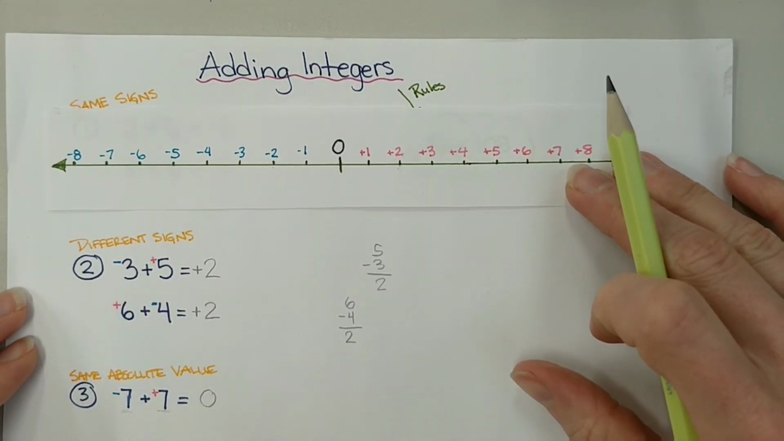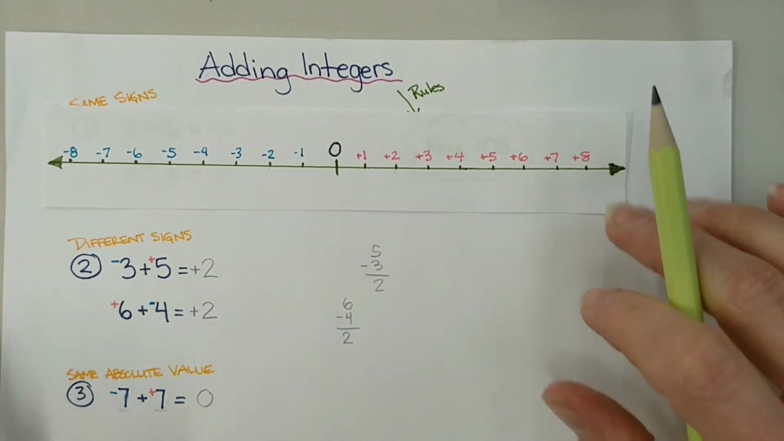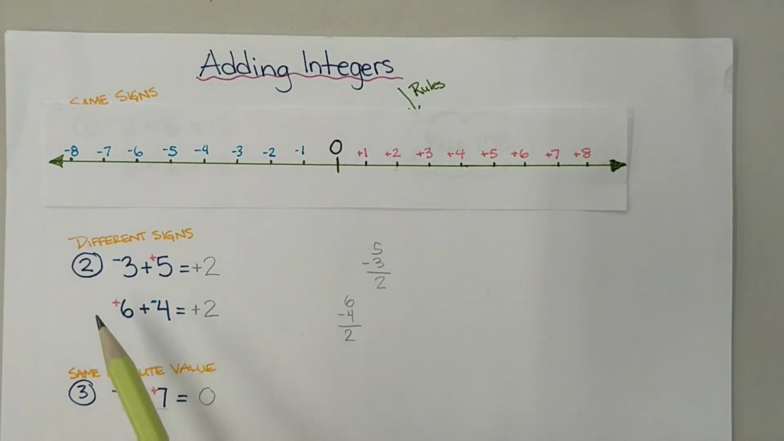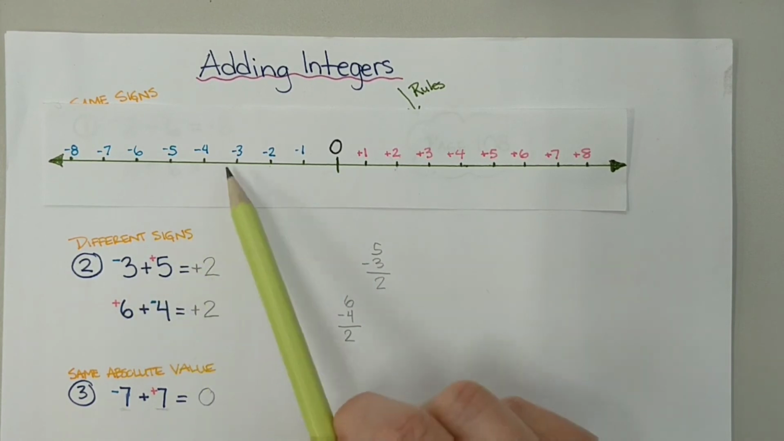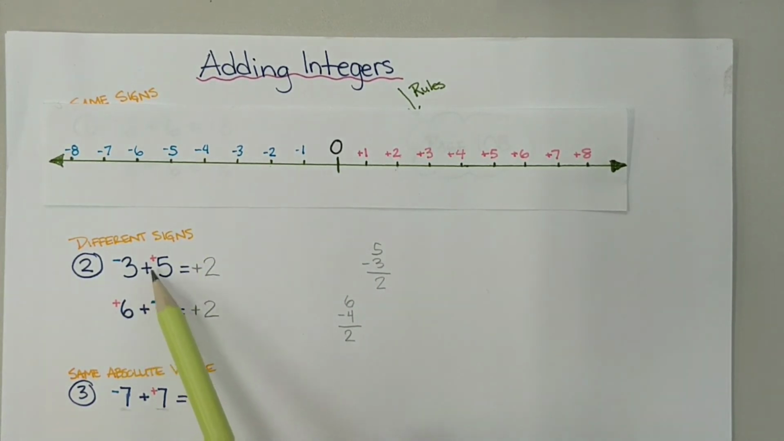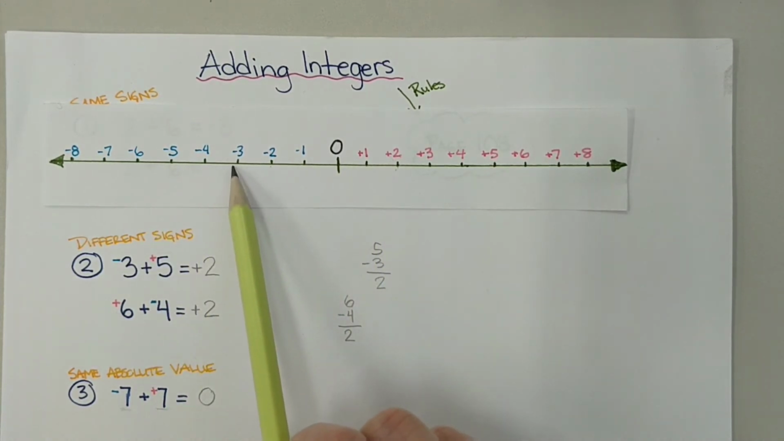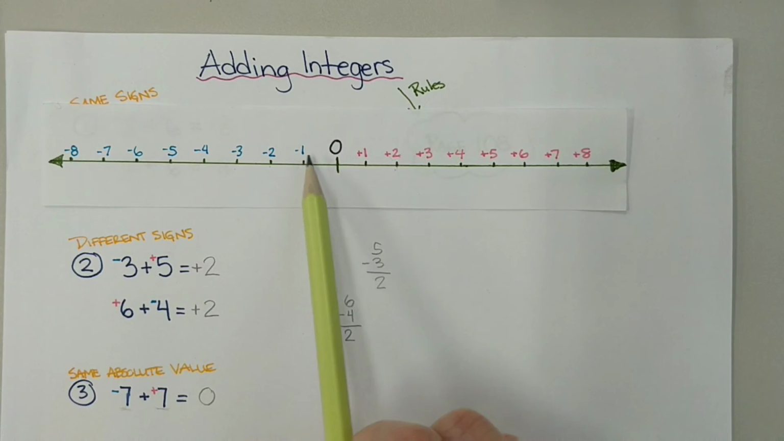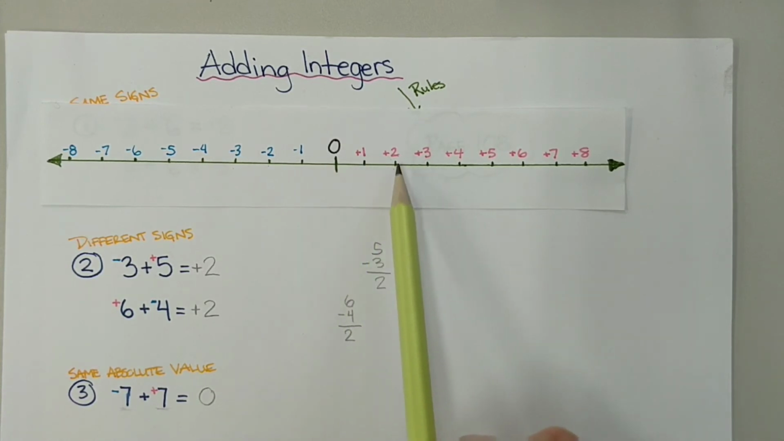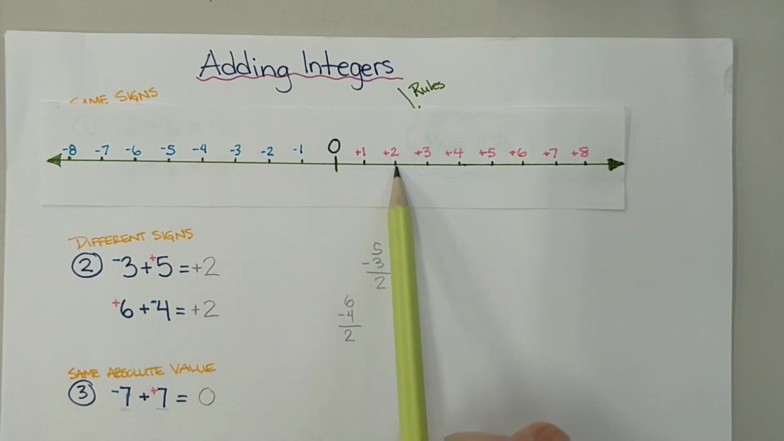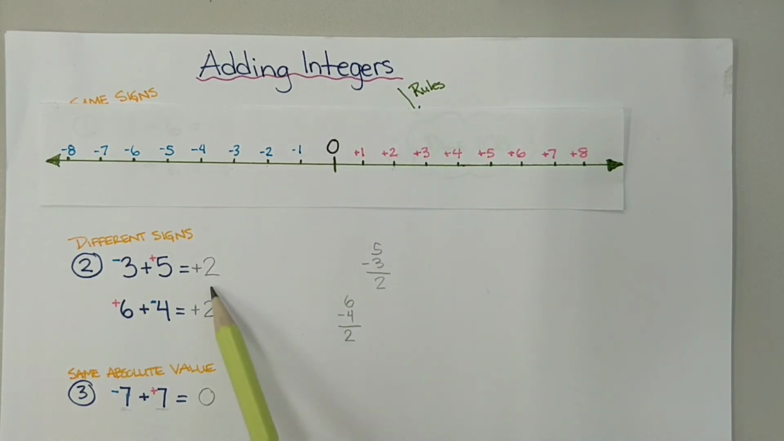Now, if we look at our second case, when we have different signs. We start at negative 3. That tells us where to start on our number line. We're adding positive 5, so we're going to be moving in the warmer direction. We're starting at negative 3, going 1, 2, 3, 4, 5. We end up at positive 2, which we can see is the same answer we got using the rules earlier.